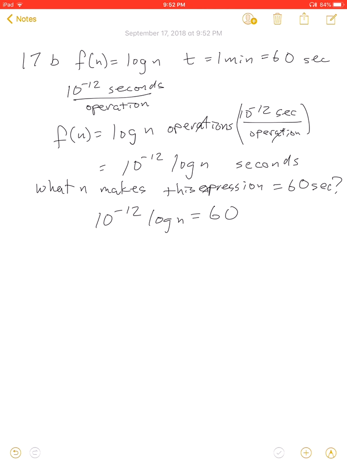We'll multiply both sides by 10 to the 12. Log n is equal to 60 times 10 to the 12. And to find n, this is a log base 2. We'll raise both sides to the power of 2, and we get n is equal to 2 to the 60 times 10 to the 12, which is a really, really large number, of course.